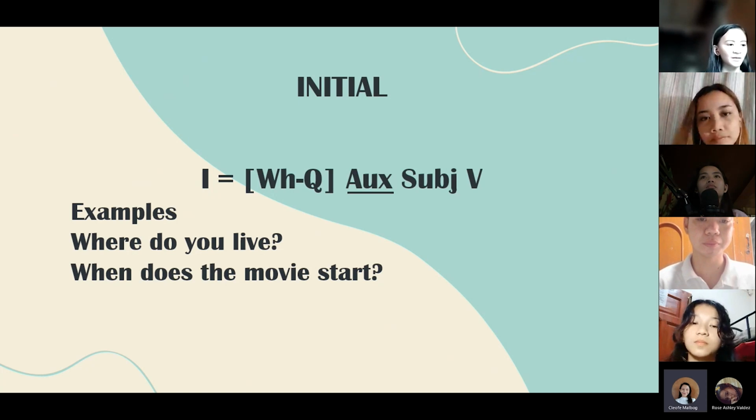The second example is, when does the movie start? When is the WH question, does is the auxiliary verb, the movie is the subject, and the verb is start.